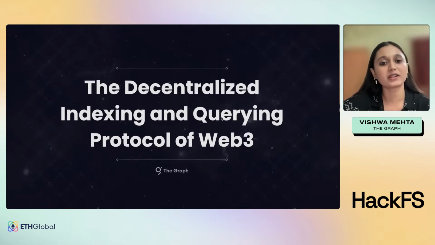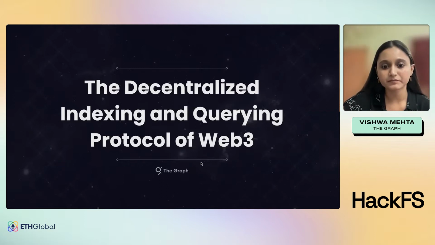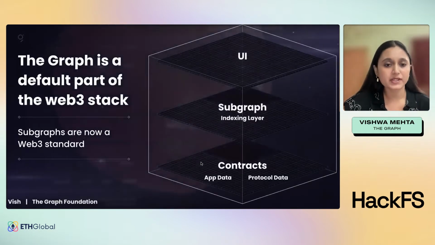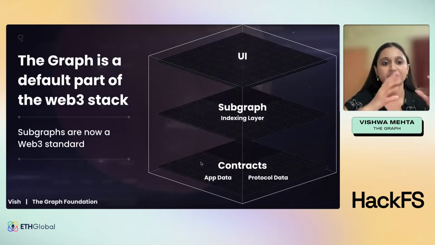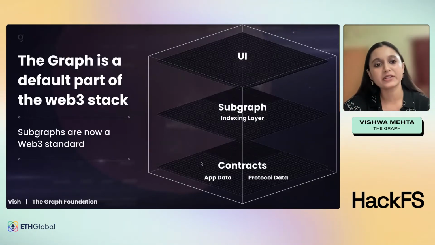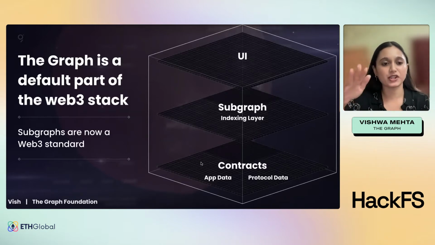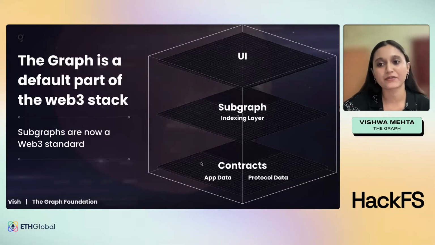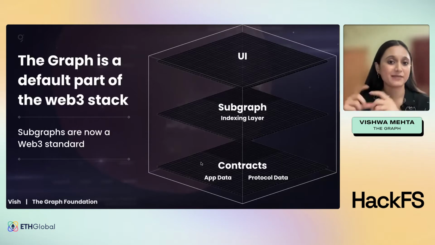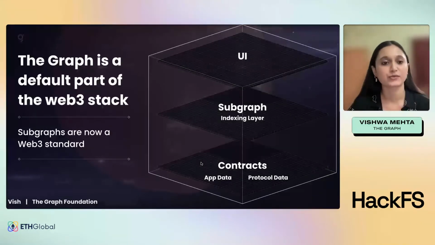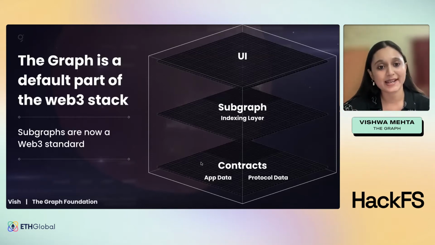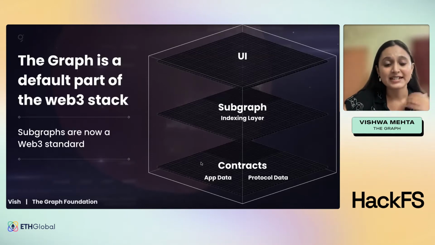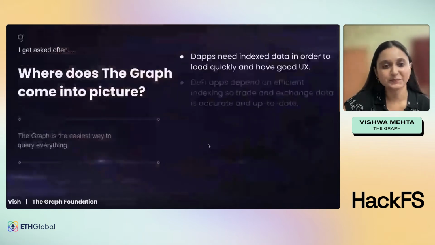Now, using The Graph, anyone can build and publish open APIs known as subgraphs. Subgraphs is what we call them, that make data on the blockchain more accessible. So with subgraphs as the main API layer, you can see this nifty diagram on the screen. Subgraphs sit between the UI layer and the contracts, which is the data layer, basically all your decentralized data from smart contracts. So with subgraphs as the main API layer that sits between these two layers, The Graph is quickly becoming a default part of the Web3 stack, and subgraphs are now becoming a Web3 standard for building dApps.